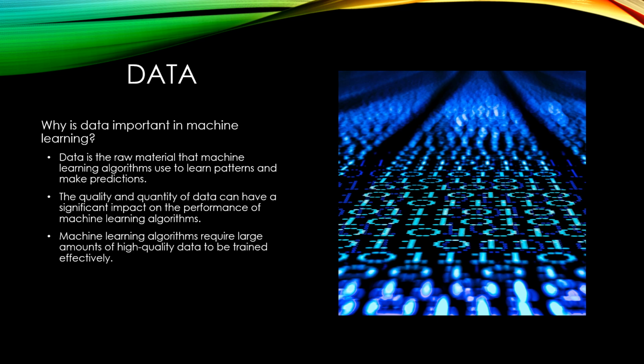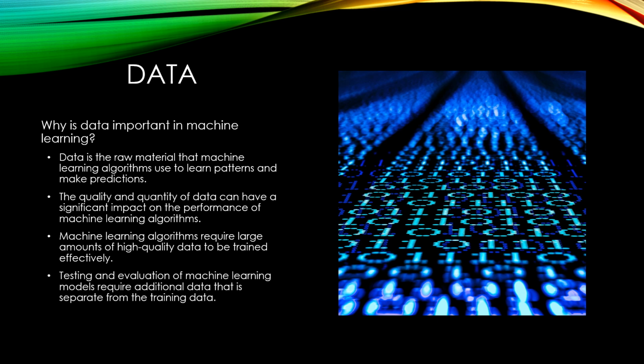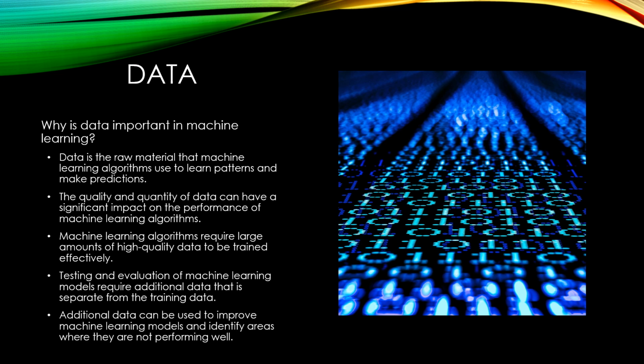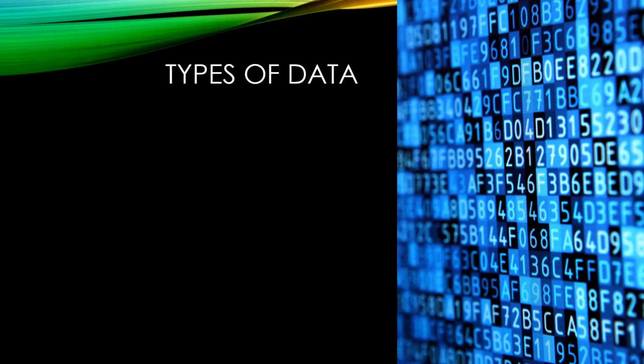So machine learning algorithms also require a large amount of high quality data to be trained effectively. And testing and evaluation of machine learning models require additional data that is separate from the training data. Additional data can be used to improve machine learning models and identify areas where they are not performing as well as you would like. So let's take a look at the different types of data that play into effective machine learning.